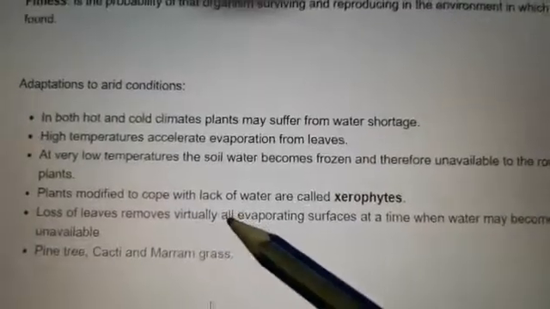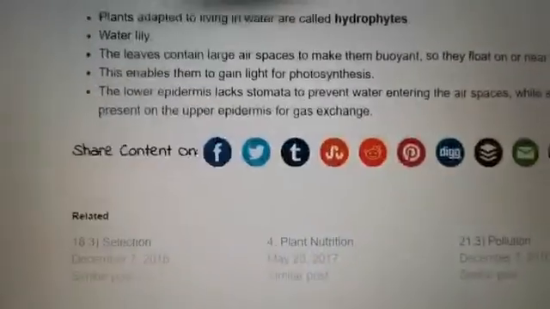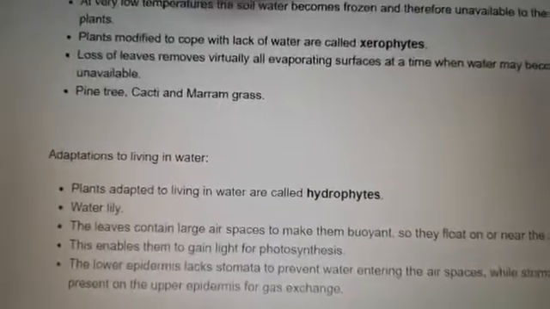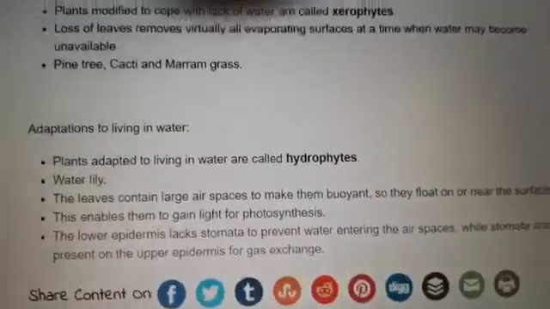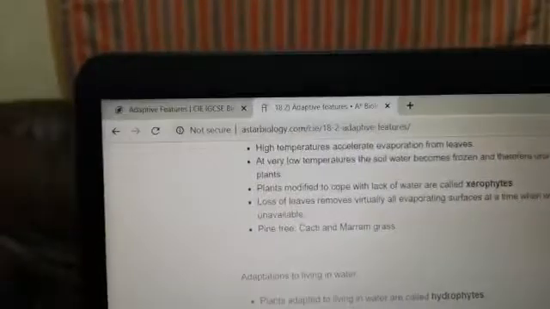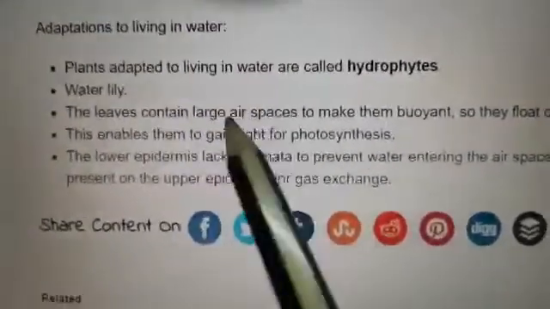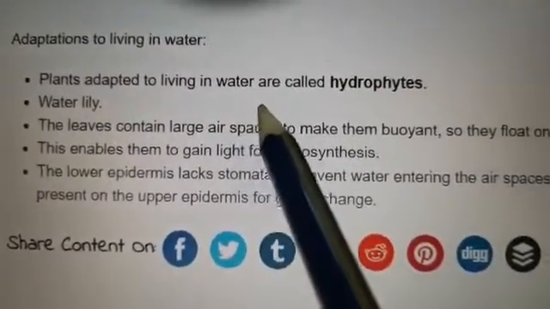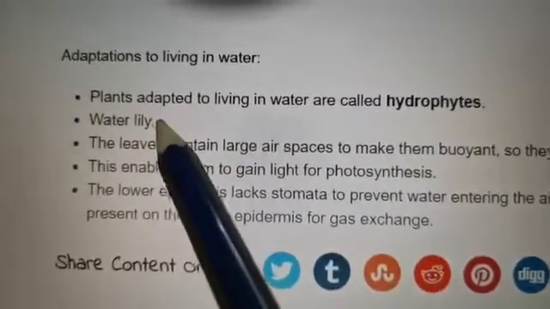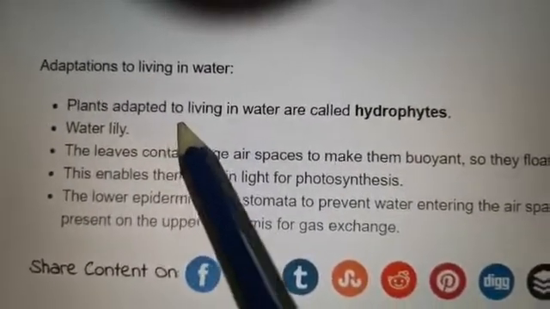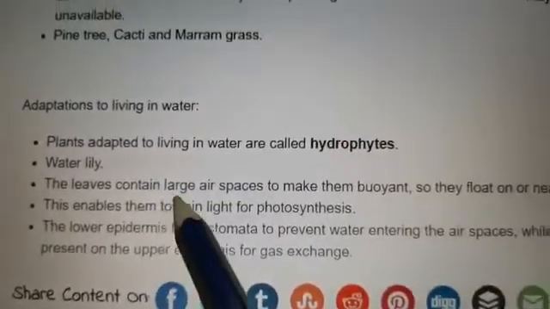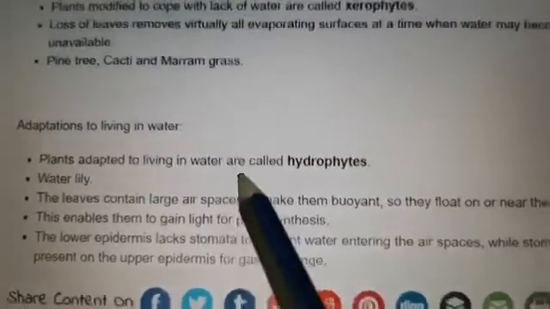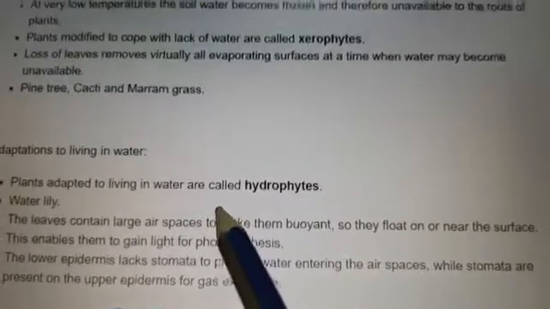These are the examples of xerophytes. If you are looking down, you can see the information about the hydrophytes. Hydrophytes are the plants that adapted to living in water. Examples are water lily and lotus. The leaves contain large air spaces to make them buoyant.